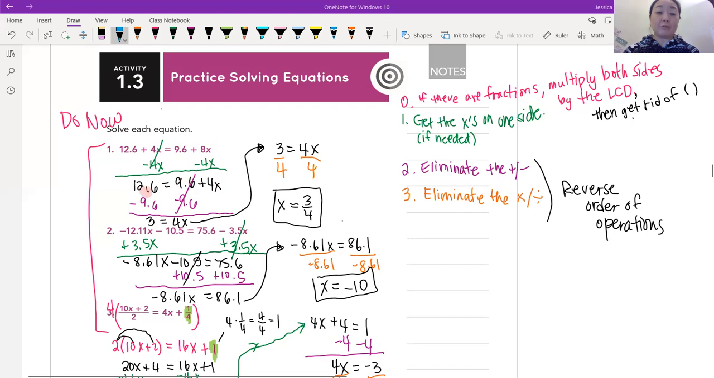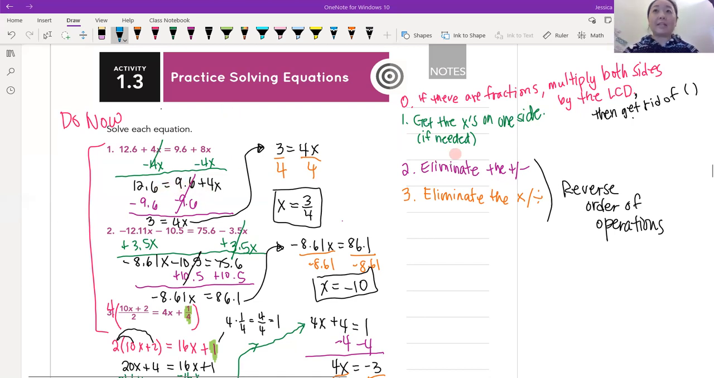Everything else that we did not use gets copied down. And if you notice the 4x minus 4x, where did it go? It just became 0. We don't normally write zeros down, because what's 12.6 plus 0? 12.6, right? So there we go. That's what we call canceling out.